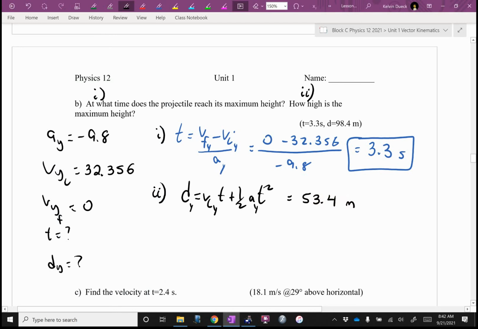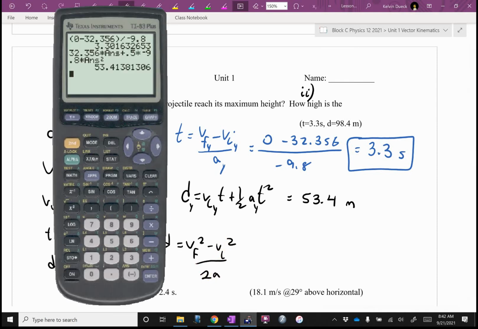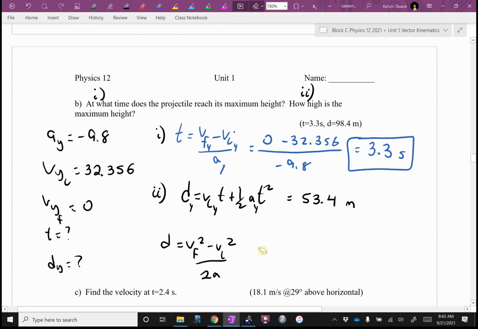I'm going to do a quick check. I'm going to use d equals Vf squared minus Vi squared all over 2a, just really rapidly. I'm going to go 0 squared minus 32.356 squared, close bracket, divided by bracket 2 times negative 9.8. And the fact that I get the same answer says my time value must have been right as well. Yay! Except I got a problem. How come the answer is 98.4, not 53.4?